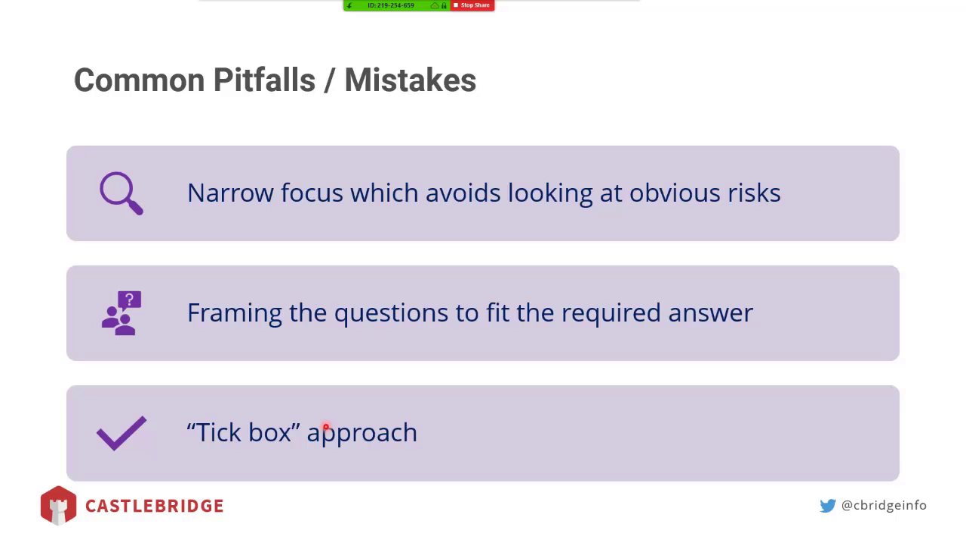So as you said, just to summarize the common pitfalls and mistakes. One of the common mistakes we see with DPIAs is taking a narrow focus, which avoids looking at obvious risks, as Peter said, avoiding the elephant in the room. Another pitfall is framing the questions to fit the required answer, prejudging the outcome. That's essentially the same as speccing a procurement tender so that it fits only one possible provider. There are rules against that in procurement. Likewise, in a DPIA, you need to make sure that you're not prejudging the outcome by framing the questions too tightly. And the final common mistake is that tick box approach, where it's seen as a stepping stone to get to the next thing, rather than being an integral and important part of the design process for the services, functions, and features of your organization.